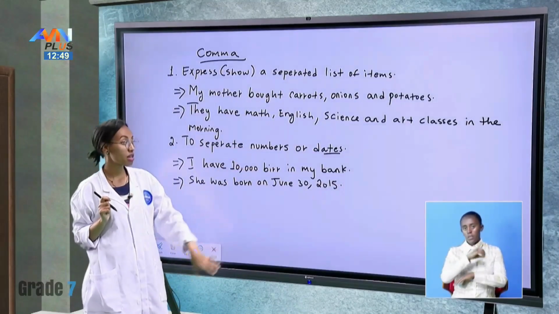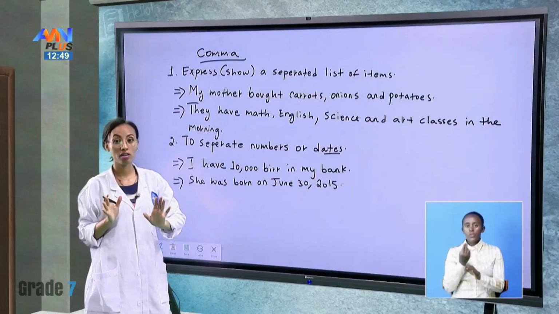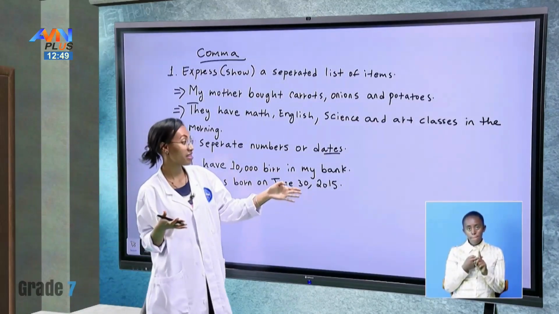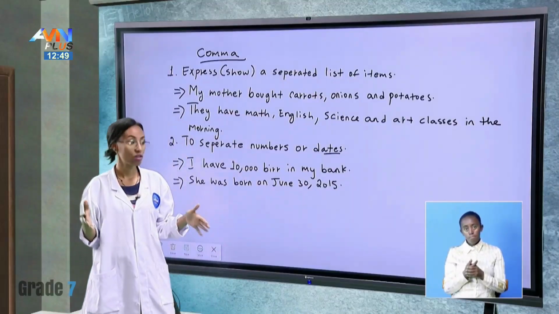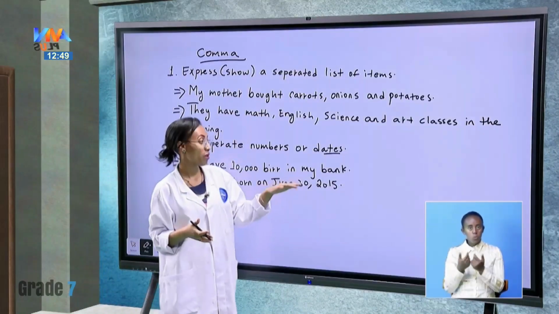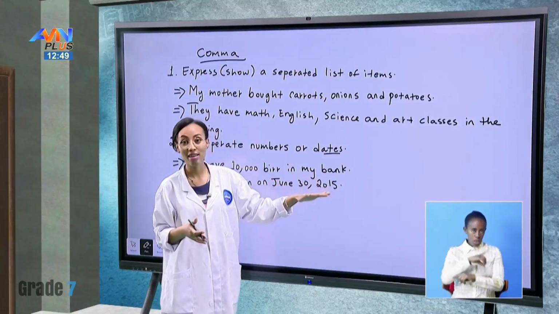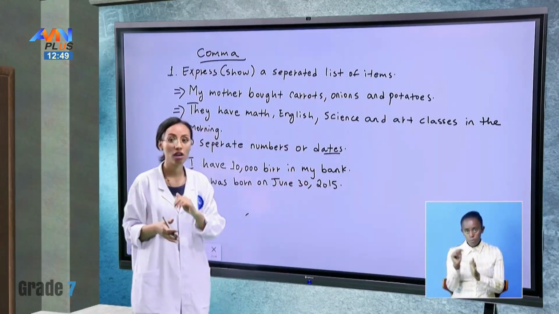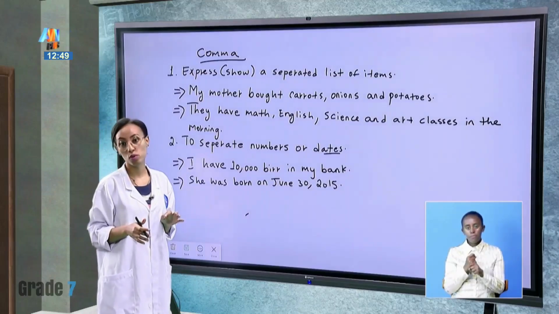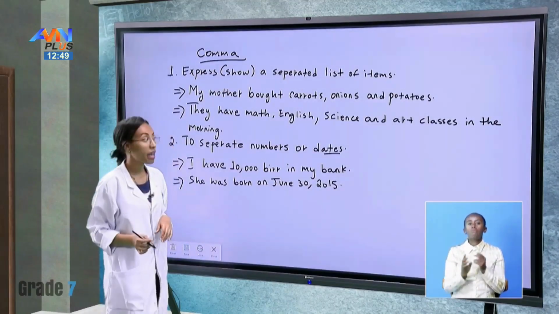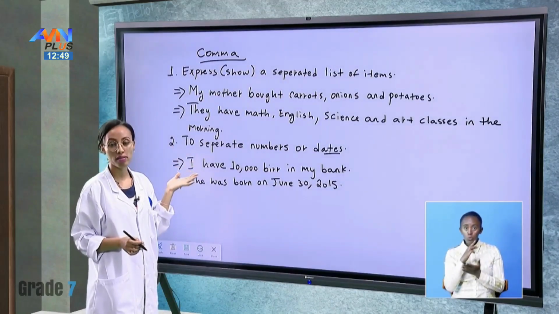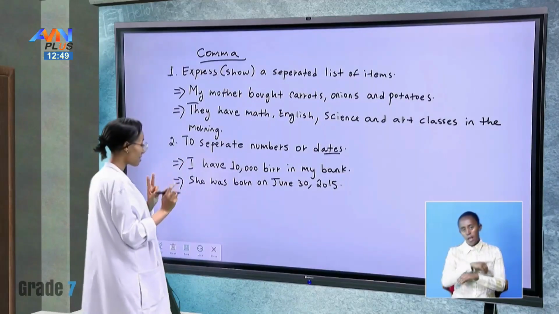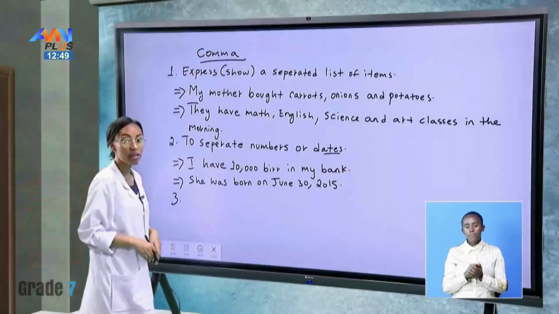When we're showing dates, we have used comma to separate the month and the day with the year. So first we have the month, we have the day of the month, and we use comma. After that, we showed the year of when this person was born. So if that is the case, we use what? Commas. So we use commas to separate numbers and dates. That is the second use. What about its third use?